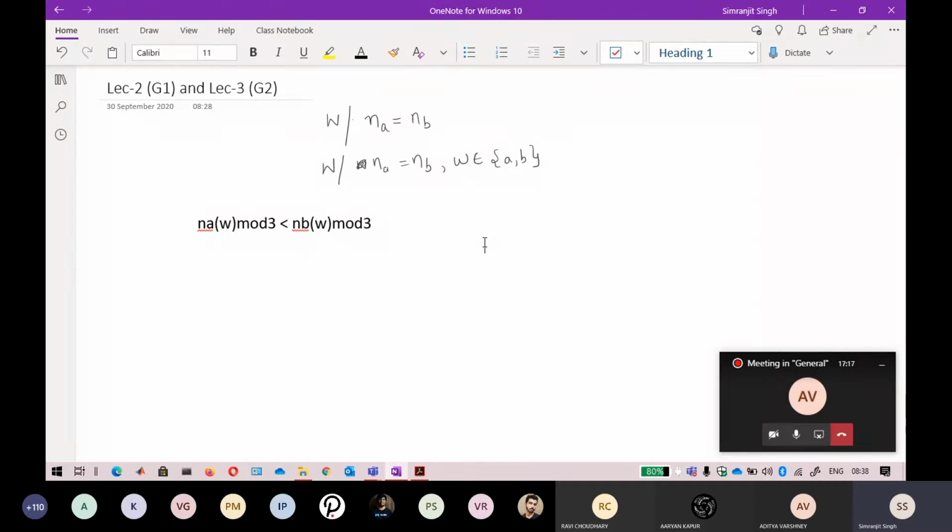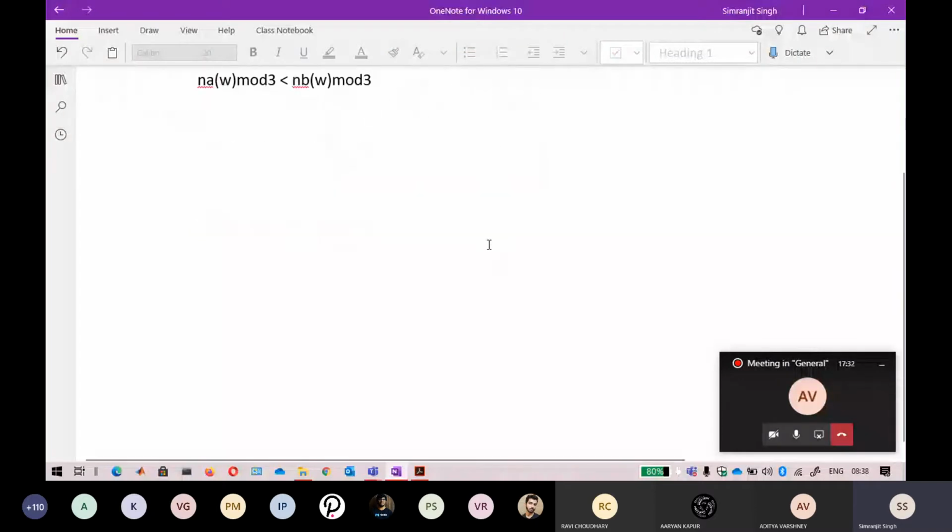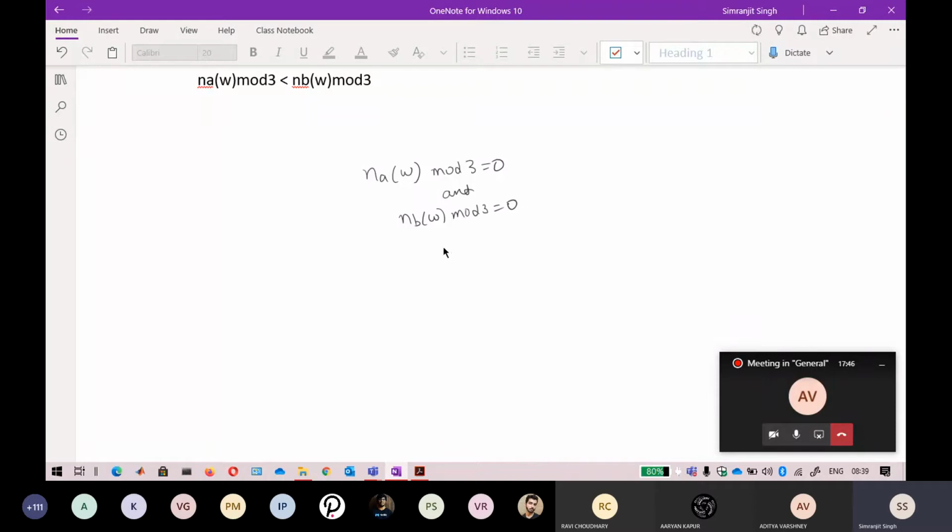Because if you remember, we have done the mod questions where the cross product was done. Here it is number of A's mod 3 and number of B's mod 3. So first of all, I have to build an automaton where the number of A's in W mod 3 is equal to 0, and then I have to build another automaton where the number of B's in W mod 3 is equal to 0. These kinds of questions you can directly build, because the number of A's is mod.